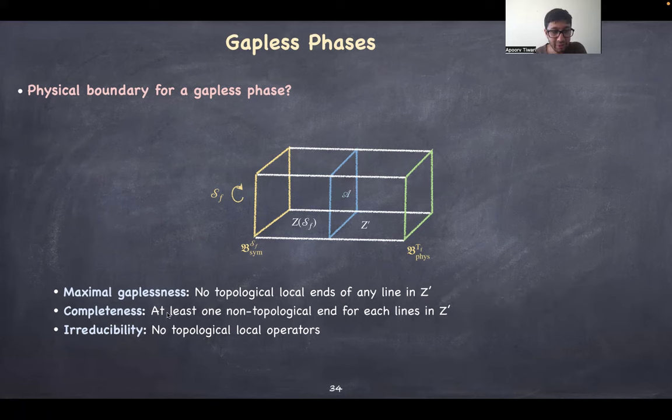There's a notion of completeness where there should be at least one non-topological end for each of the lines. So after compactifying, the theory that we find has all the charges, all the representations of the symmetry present. And there's irreducibility, which translates to the fact that there are no topological local operators here. If there were, we would get two decoupled theories, each labeled by some combination of topological local operators, and then we could just study these independently. So it makes sense to study irreducible gapless theories.